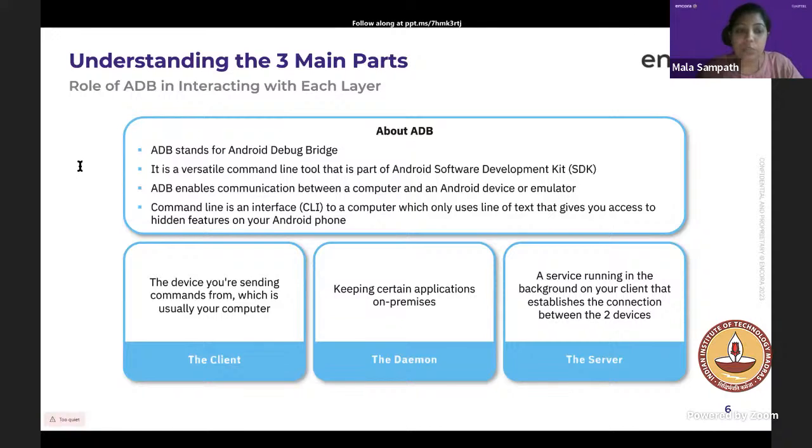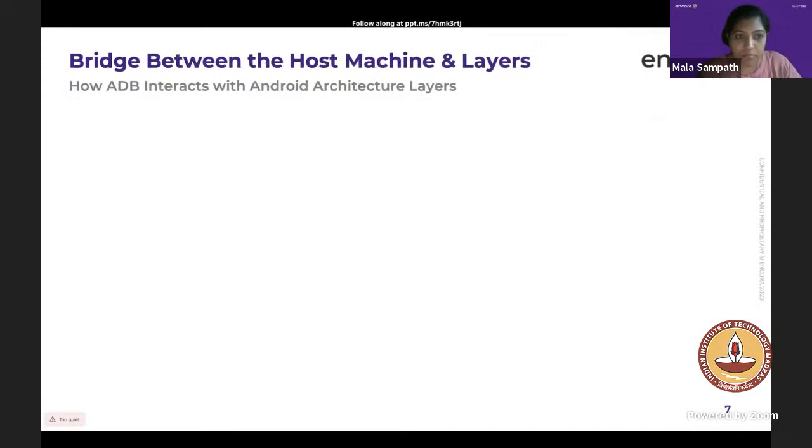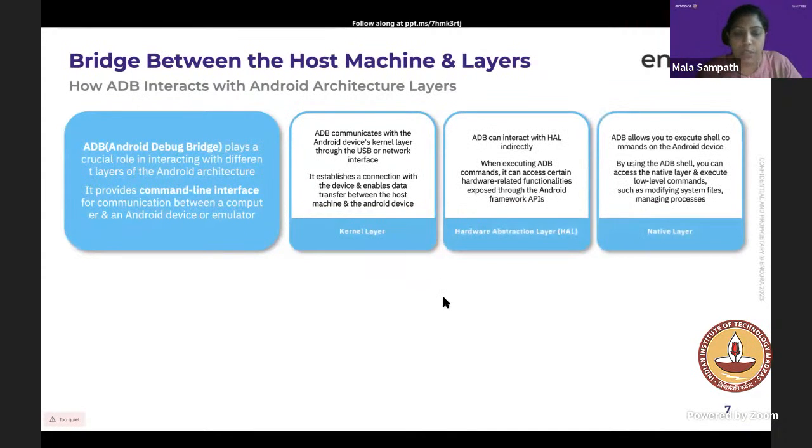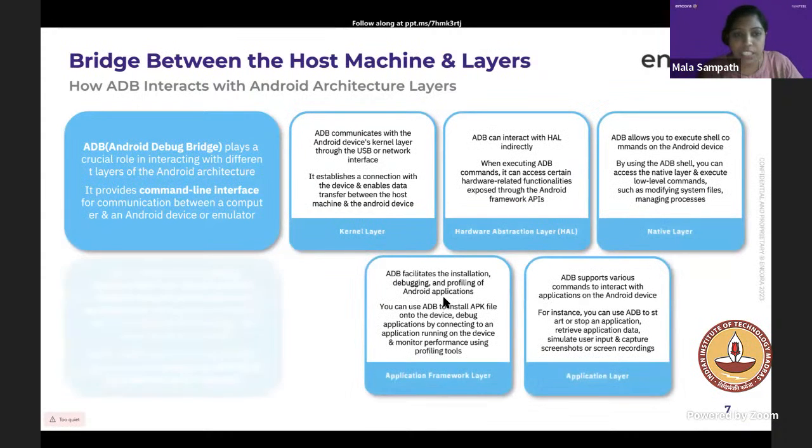The server is the one which is sitting in the background of our client, which will help us to establish the connection between these two devices, that is our computer and the Android device. Basically, we are trying to communicate with the Android device using our computer to perform various tasks. First we'll look into ADB installation, and then switch back to how ADB interacts with each and every layer.